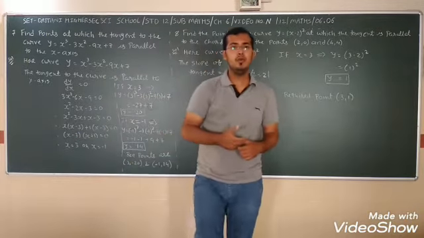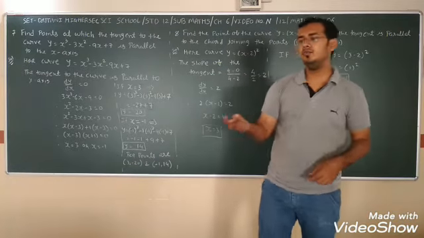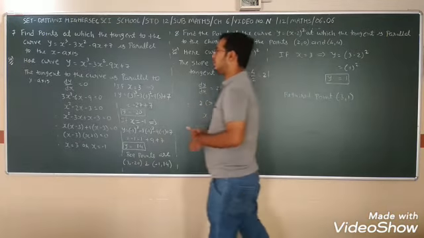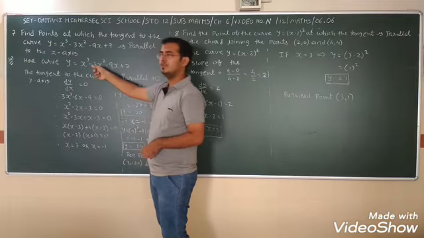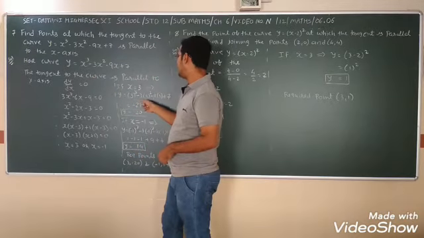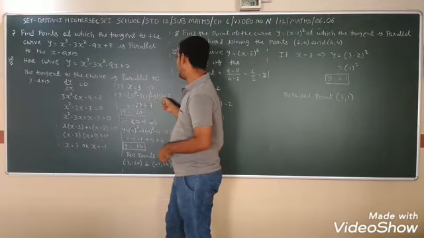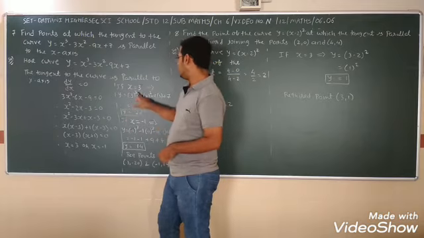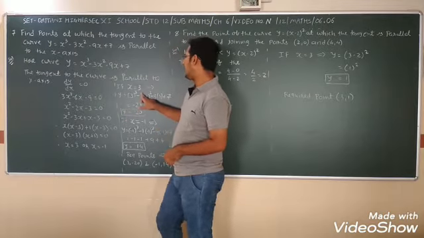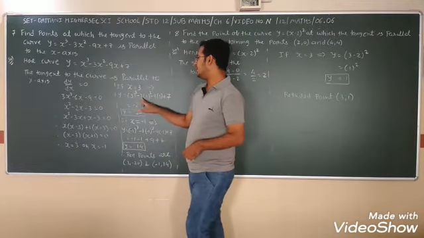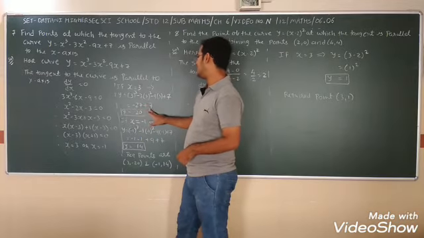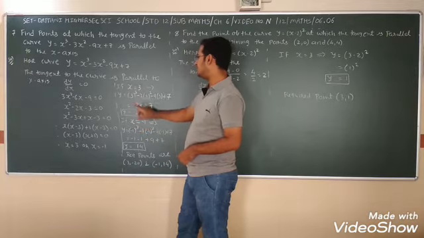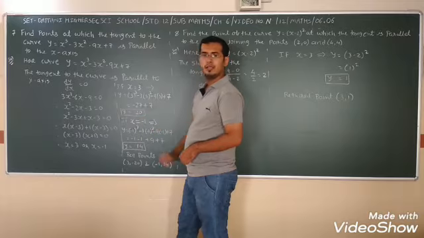So we get 2 values of x. Now we find the y. If x is equal to 3, then y is equal to 3 cube minus 3 into 3 square minus 9 into 3 plus 7. Here 3 cube minus 3 cube, both cancel. 9 threes are 27, plus 7, minus 20. So the first point we get is (3, minus 20).